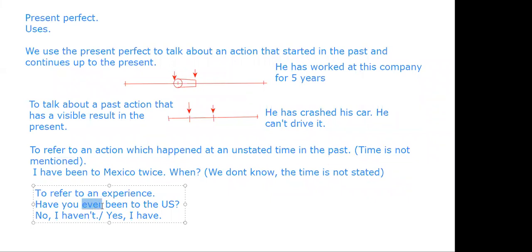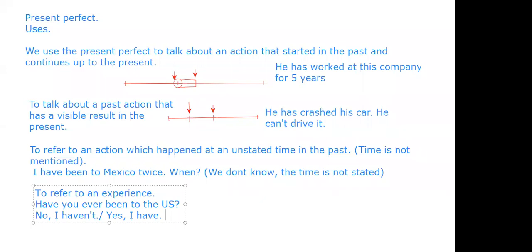So have you ever been to the US? This means at any point in your life in the past. Have you at any point in your past been to the US in your life? So you can say, no, I haven't. Yes, I have. So these are the different uses of the present perfect.